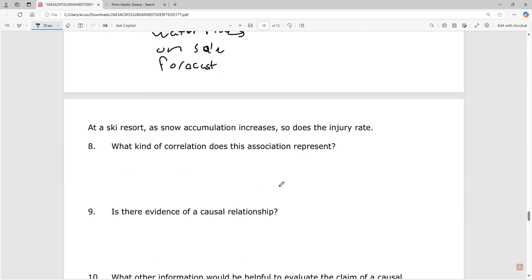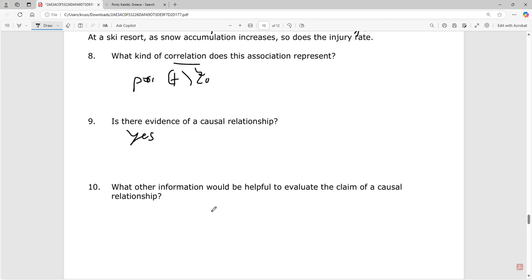Okay, all right. Now there's a ski resort, snow accumulation. As snow accumulation goes up, injuries go up. So this is a positive correlation. It would be negative if one went up and the other went down. This is a positive correlation. Is there evidence to support this? Yeah, there's some evidence to support that as snow goes up, injury rate goes up, because they plotted it. But what else would be helpful to claim this causal relationship?